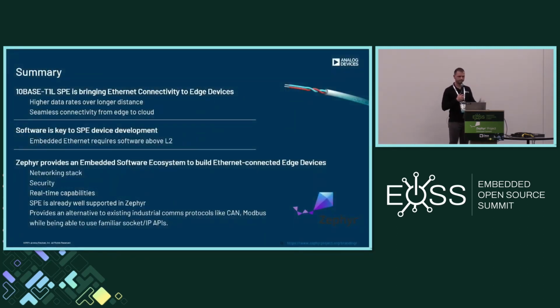Okay, so that brings us to the end of the presentation. I'll summarize with these key three points. 10BASE-T1L single pair Ethernet is bringing long-range Ethernet to the edge with a 10 megabit per second data rate. However, enabling these edge devices with Ethernet connectivity goes beyond the transceiver, and software plays a really important role. And Zephyr is a great embedded software ecosystem to enable the development of edge-connected devices with Ethernet connectivity, thanks to its native TCP/IP networking stack, its security capabilities, and its real-time capabilities.